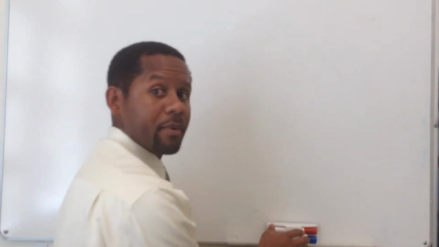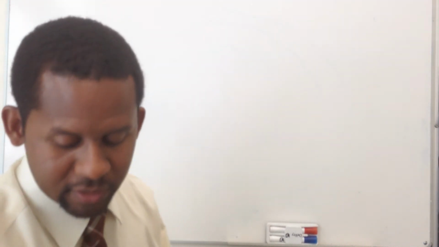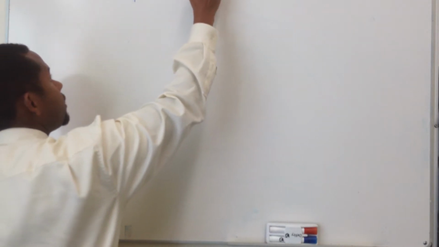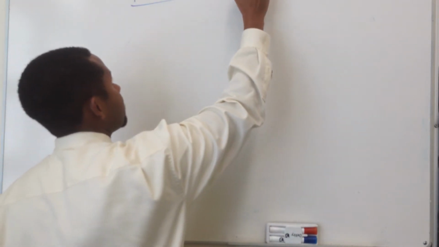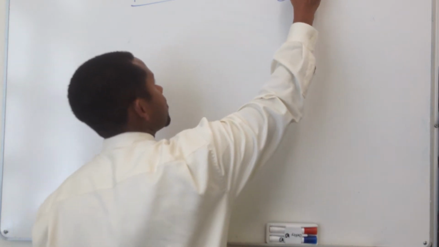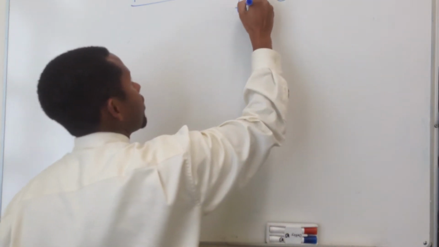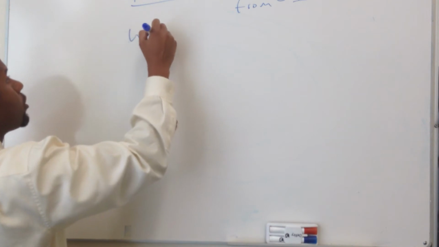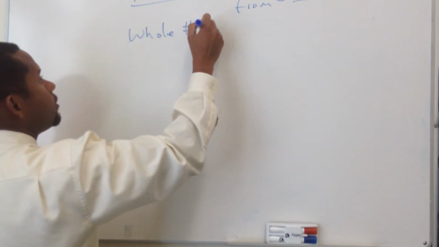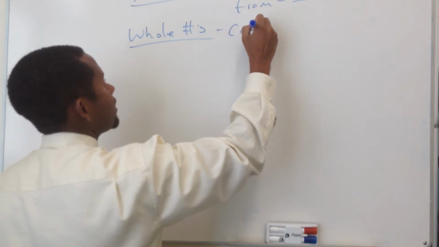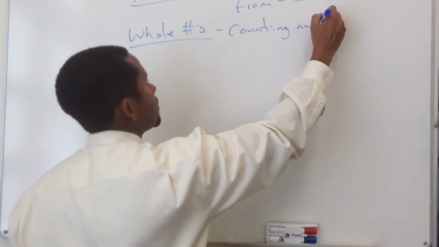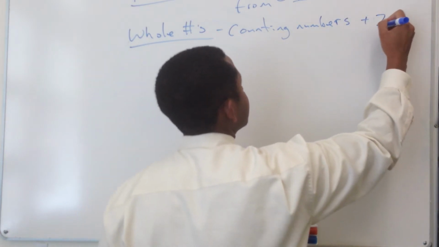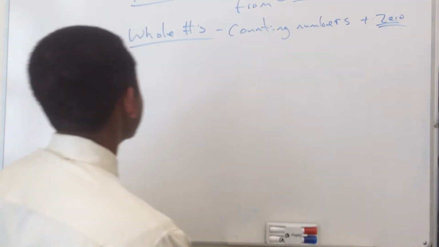So then, on top of that, let's go again. Natural numbers, those are your counting numbers, from 1: 1, 2, 3, 4, 5, 6, 7. Whole numbers are your counting numbers plus 0. So now it goes 0, 1, 2, 3, 4, 5, 6.